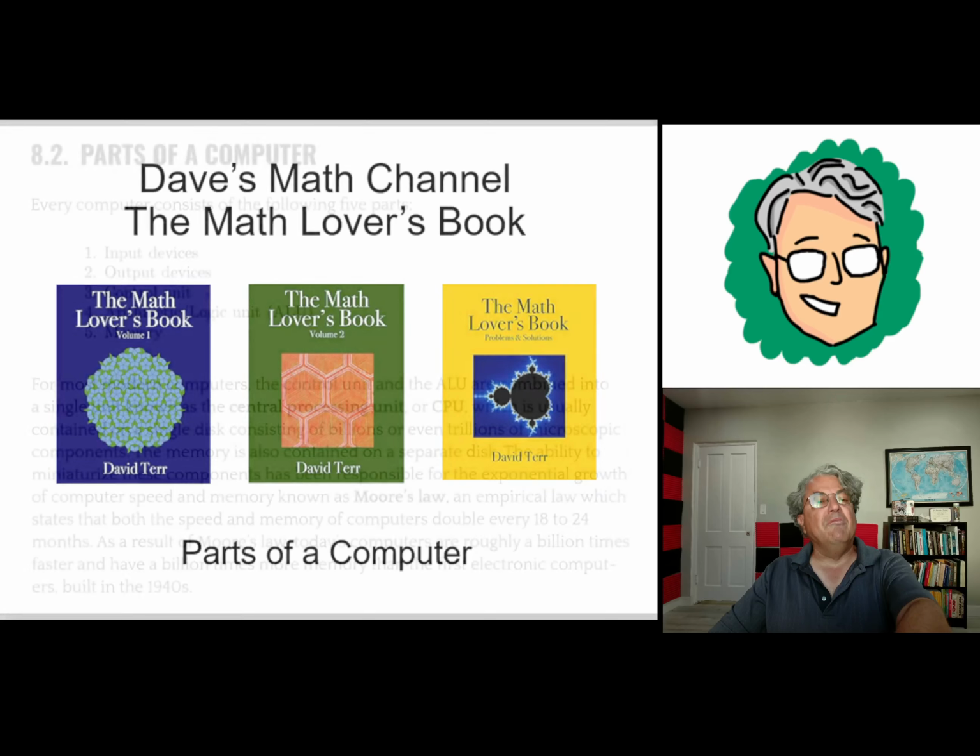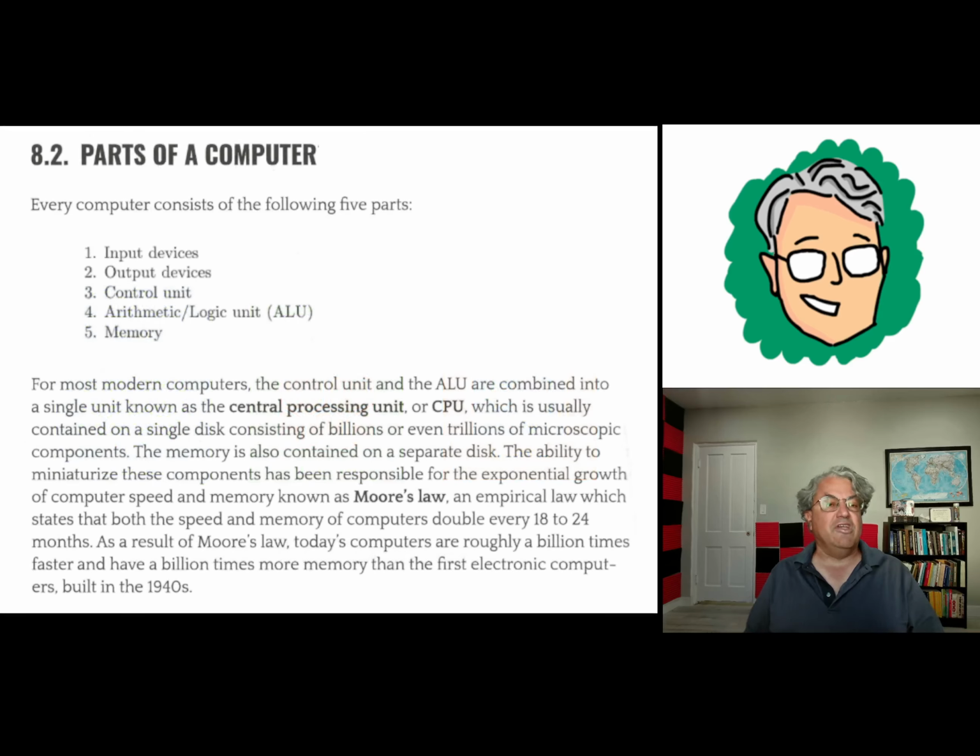So anyway, let's begin. Like I think I mentioned in my last video, there's five basic parts to every computer. And those parts are number one, input devices, number two, output devices, number three, the control unit, number four, the arithmetic-logic unit, also known as an ALU for short, and then finally the memory. So those are the five basic components of every computer, and I'm just going to talk about each one in turn.